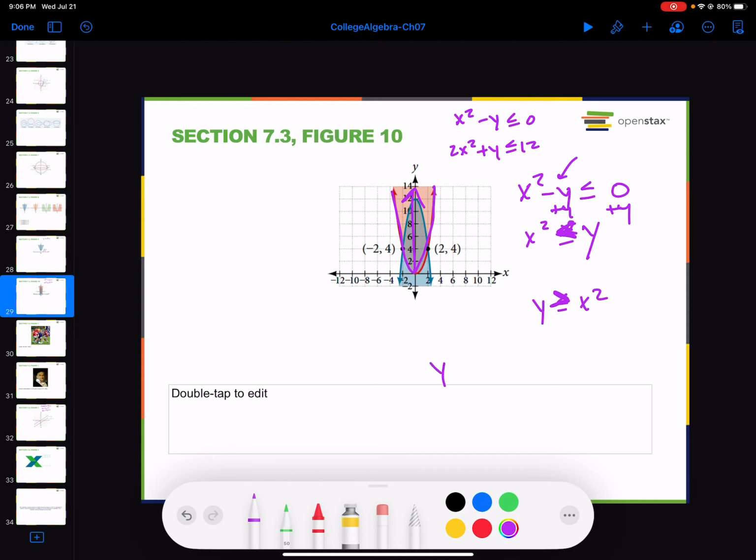The next one we've got y less than or equal to negative 2x squared plus 12. So we've got a negative 2x squared, so this is this one. And we want the y values that are less than or equal to that, so it's going to be a solid line, and we want everything going down. So now this region inside where they both collide is our solution set.